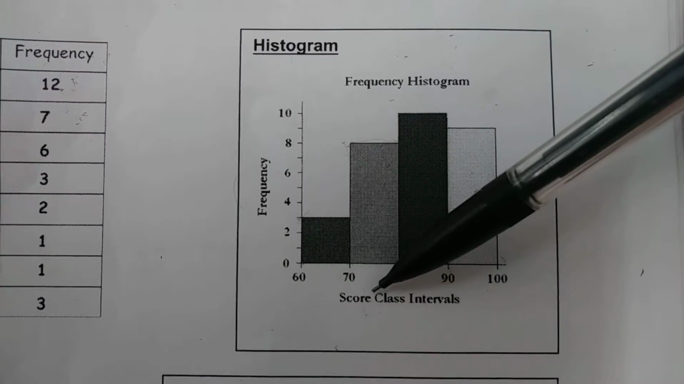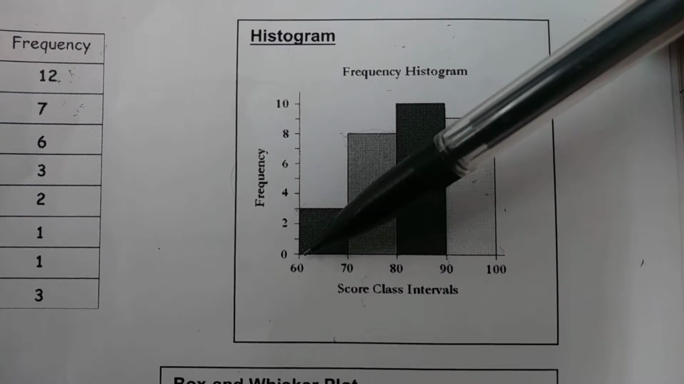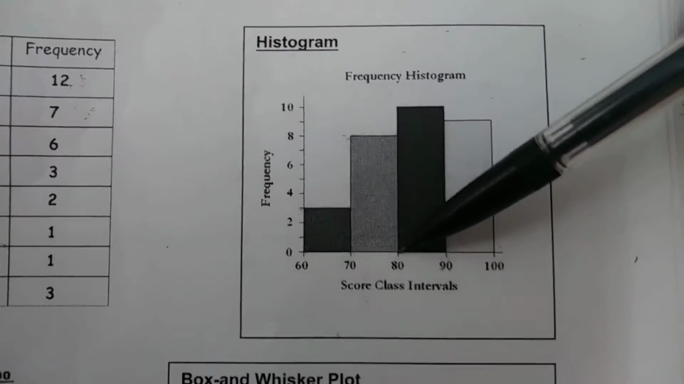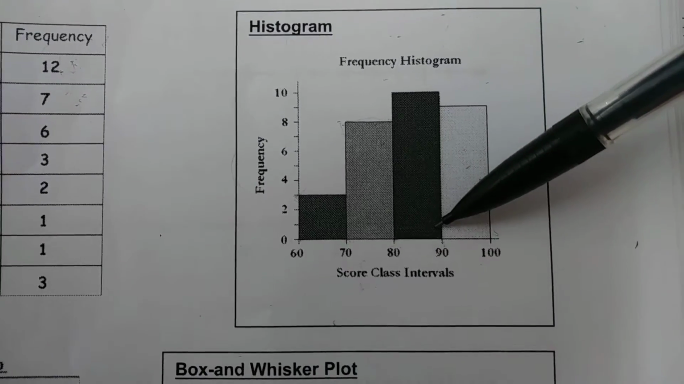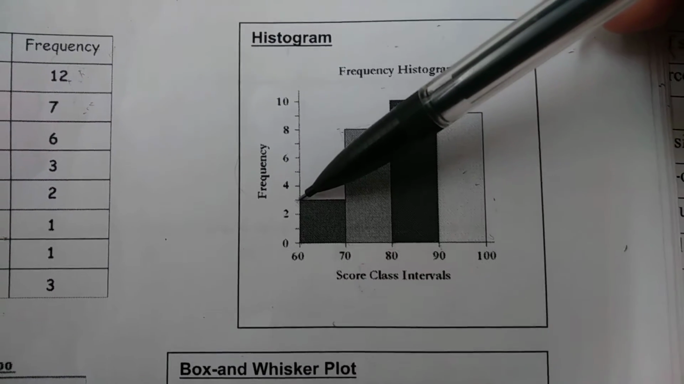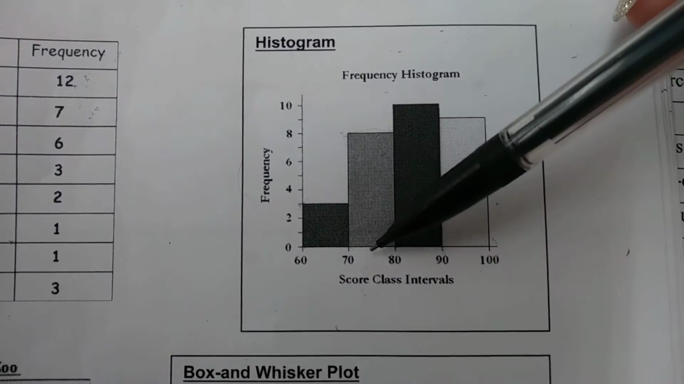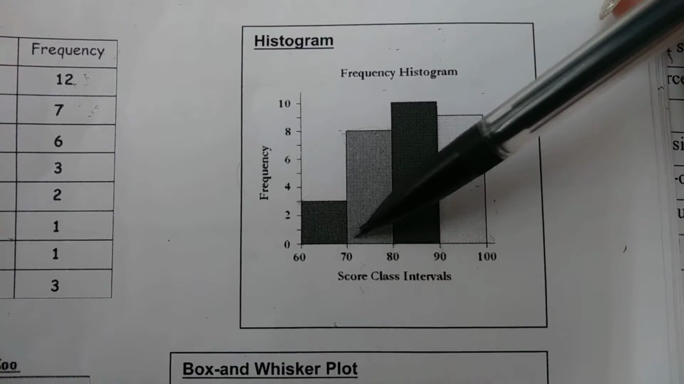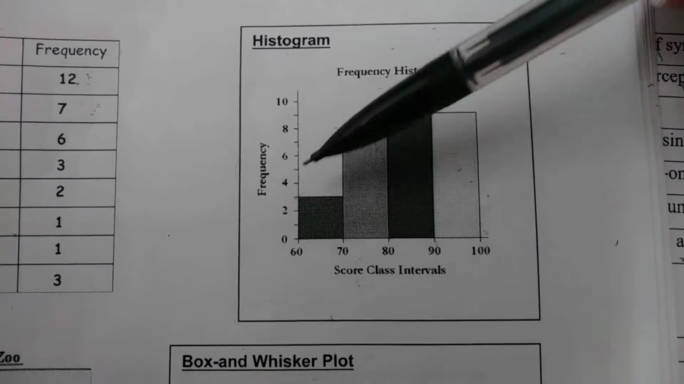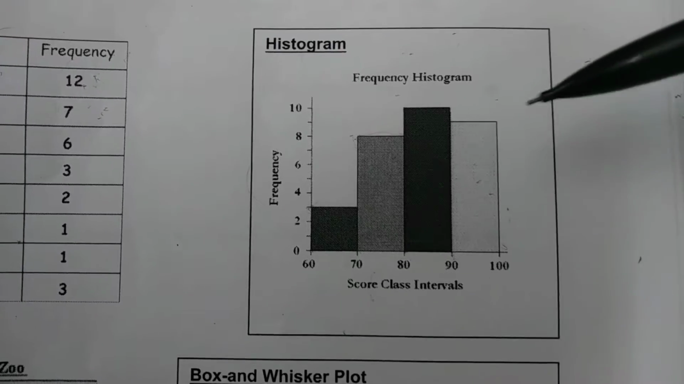Here, the question was score class intervals. So everyone who got a D from 60 to 70, a C 70 to 80, a B 80 to 90, and an A 90 to 100. So here only 3 people got D's, so the bar is filled and colored in until 3. 8 people got C's, so the bar is filled up until 8, and so forth. Each bar must be a different color on your presentation and on your paper report.